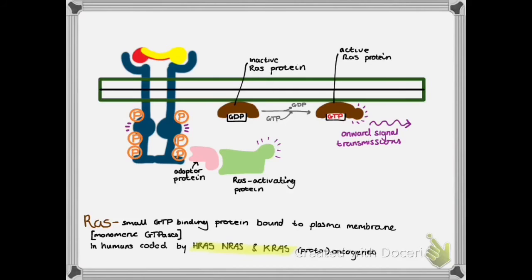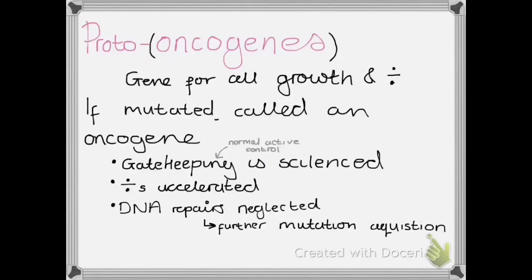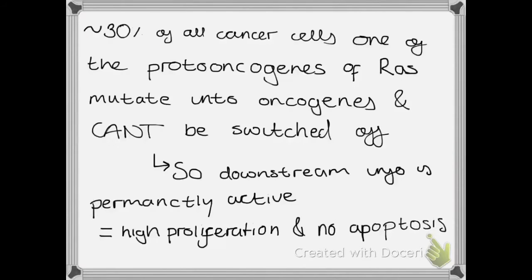This is a monomeric GTPase, and in humans it's encoded by 3 genes called HRAS, NRAS and KRAS. All of these 3 are encoding proto-oncogenes. A proto-oncogene is a gene that's important for proper cell growth and division. If it mutates, it can contribute to cancer. As I mentioned earlier, the RTKs contribute to cancer.